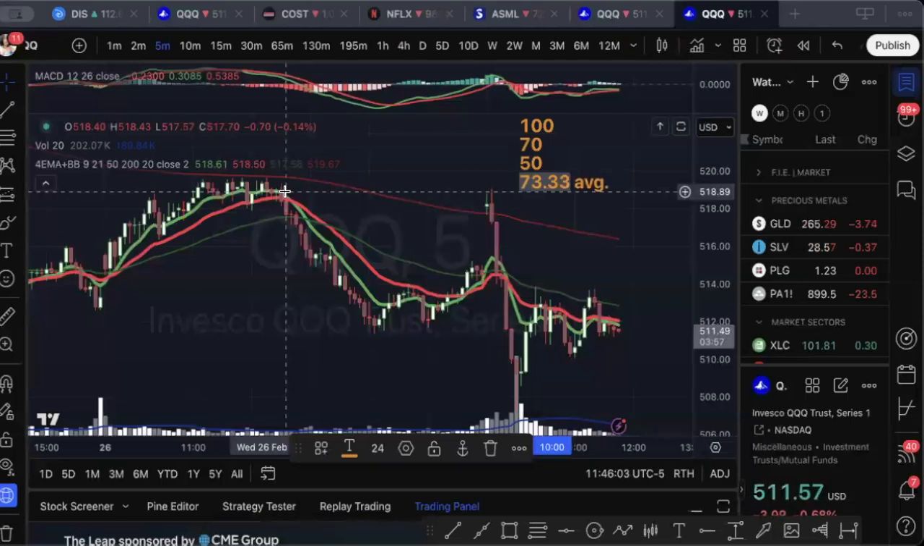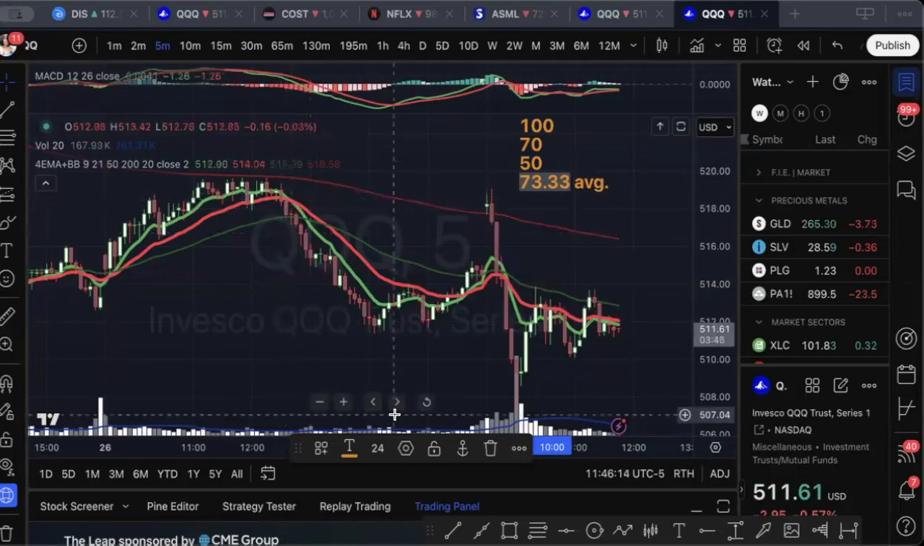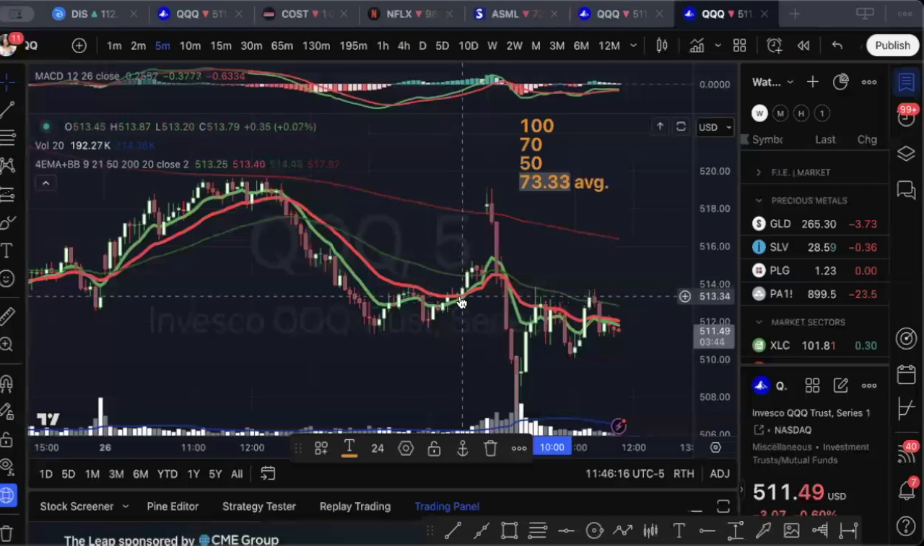Whenever shorter term crosses above the longer term, that's bullish. And when I say longer term, I'm literally just talking about the parameter. 9 is shorter than 21. So if the 9 crosses below the 21, it's bearish. 9 is shorter than 21. So if 9 crosses above the 21, that's bullish.